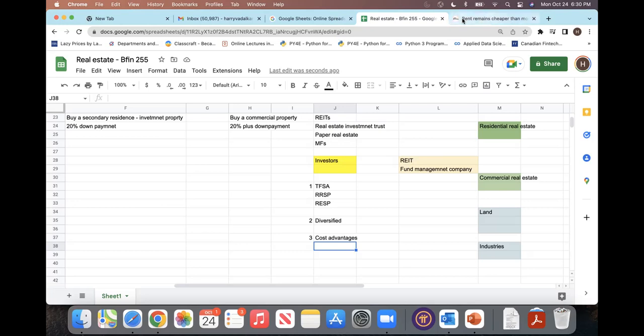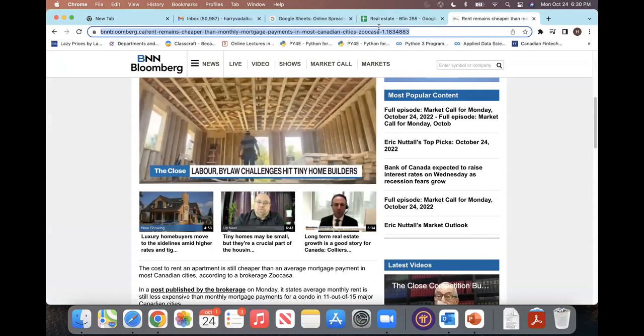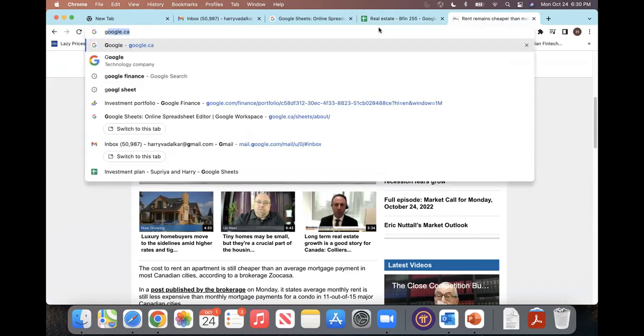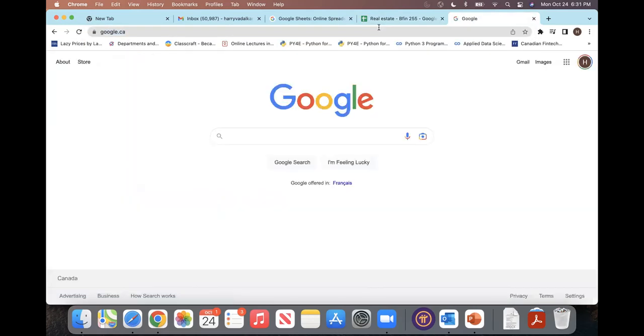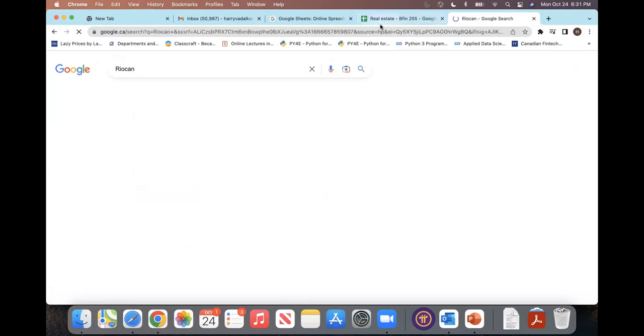Now I'll show you some examples of REITs. So we'll go to Google. We'll first type in RioCan, which is one of the largest REITs in Canada.